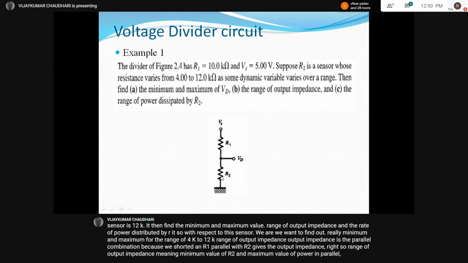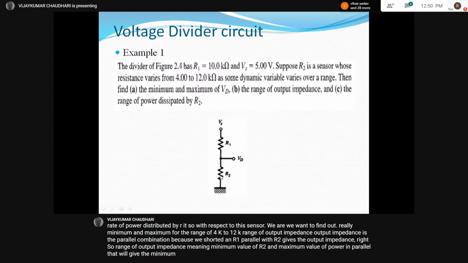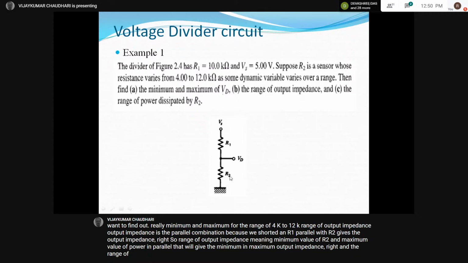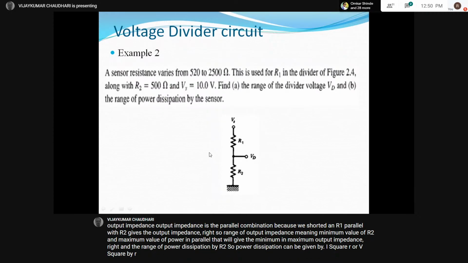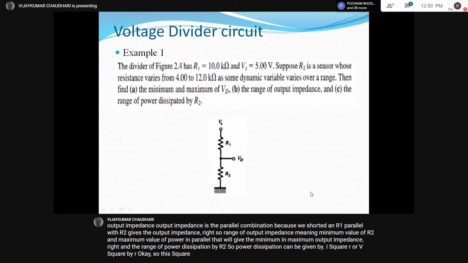Okay. So power dissipation can be given by I square R or V square by R. So V square by R2 will be the power dissipation. V is VD. So VD square by R2 is the power dissipation. Right? So let's see how it is solved. Let's go to the solution then.